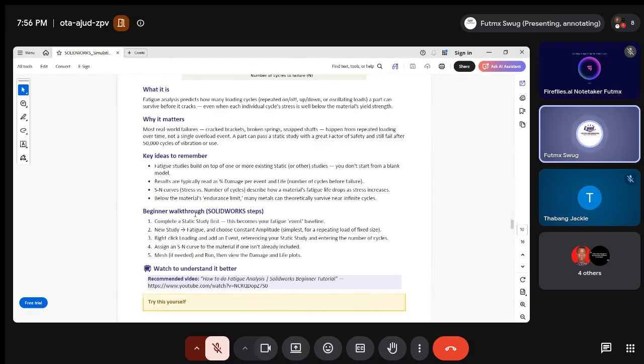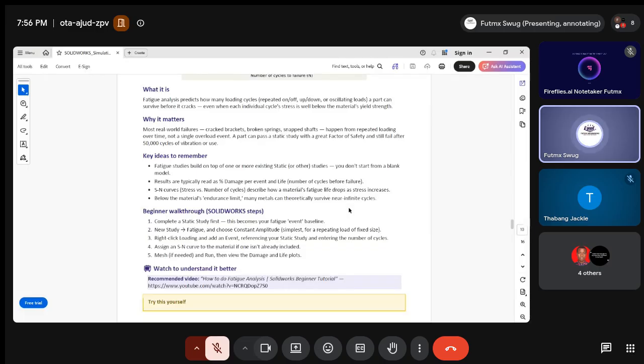So that's now in your fatigue study, your SN curve, that's your stress versus your number of cycles. You need to know how to read this curve. And this is where your fatigue study is going to be. And then when you read this plot, you'll be able to see, okay, this is how stress is varying across the cycles of your load applied.